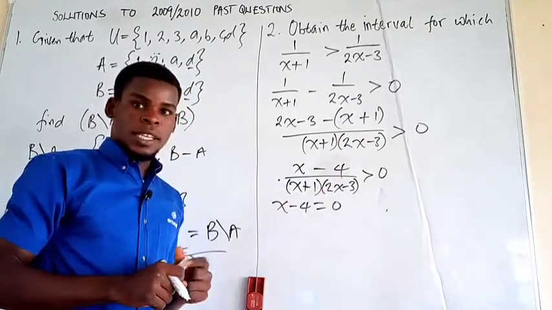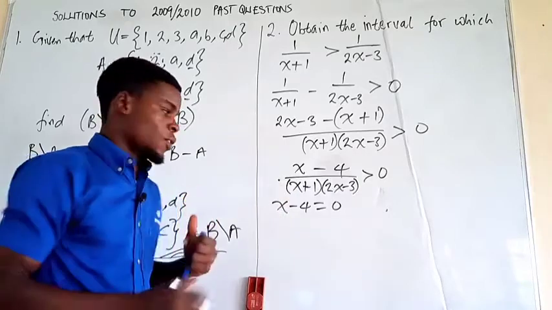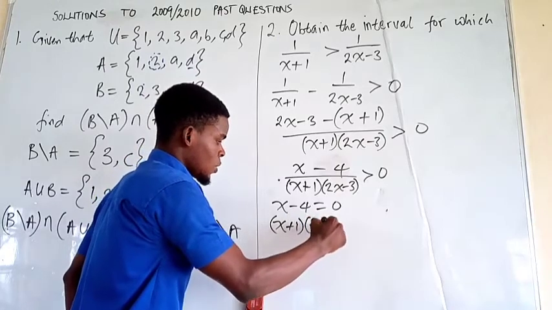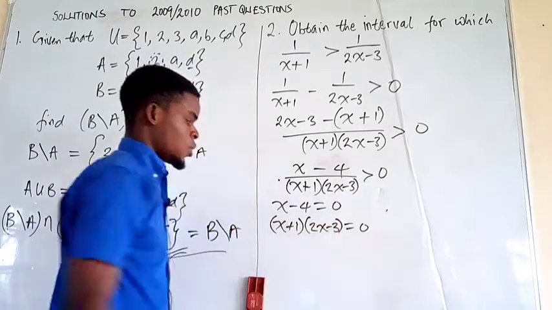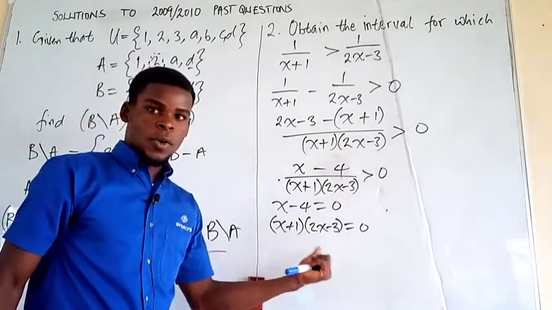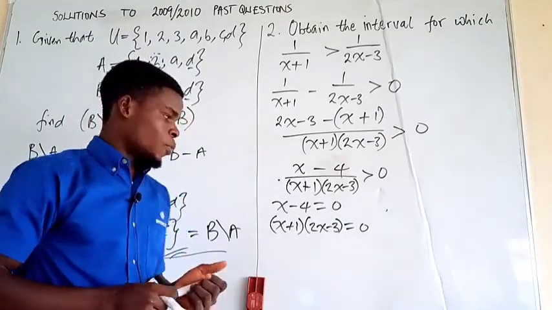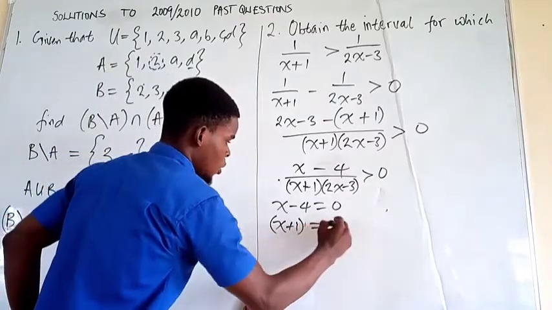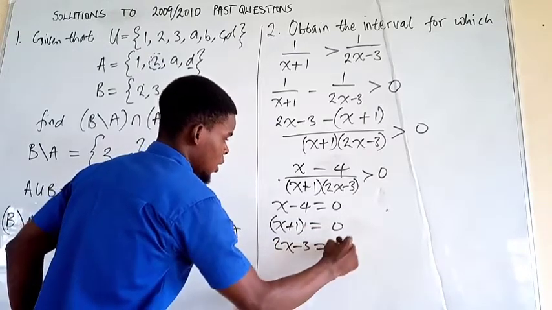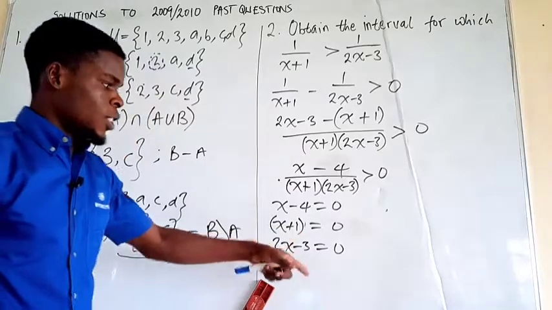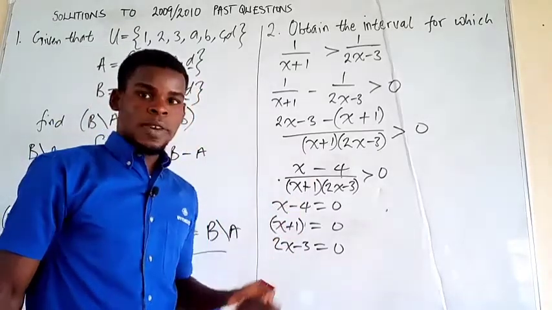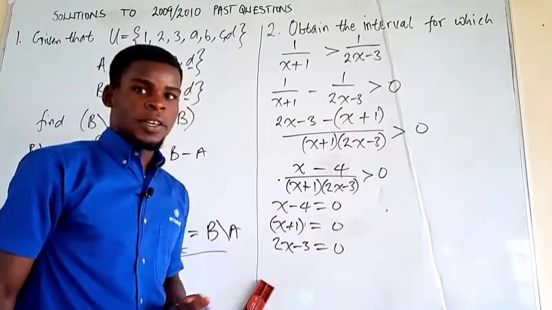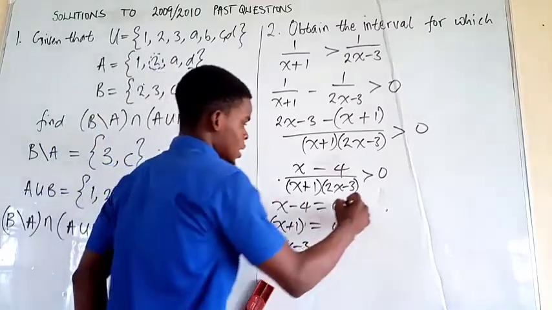Then, the next thing is the denominator. The denominator should not be 0 in any fraction. So we also equate the product of these two factors to 0. You know, for the product of two terms to give 0, at least one of them could be 0. So x plus 1 can be 0 or 2x minus 3 can be 0. We are going to solve each of these equations and take out those values that will make this expression undefined, and use those values to get the intervals where the inequality will be satisfied.